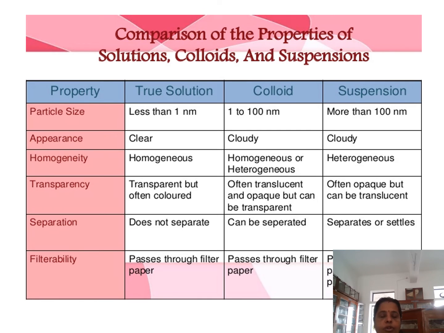In true solution, when you dissolve solute in solvent, it passes through the filter paper, and you cannot retrieve any particle over the filter paper. Colloid also passes through the filter paper. Whereas in suspension, you can easily retrieve the particles on the filter paper.